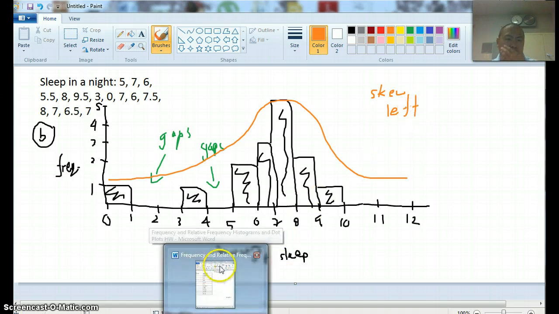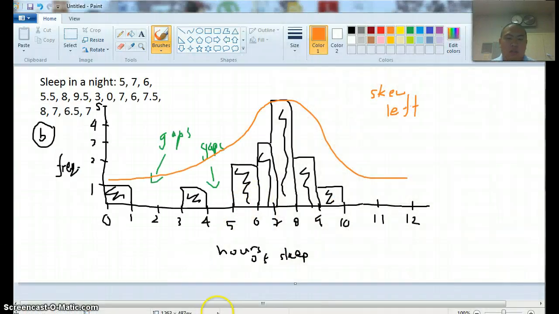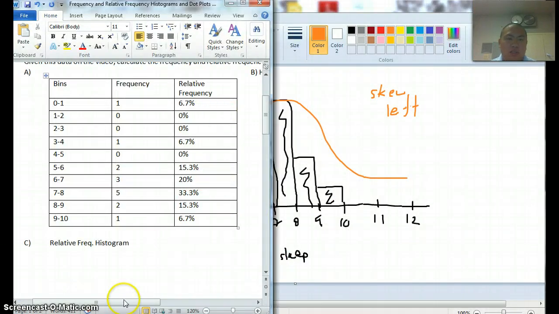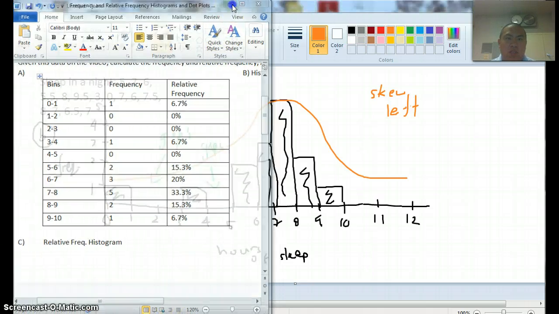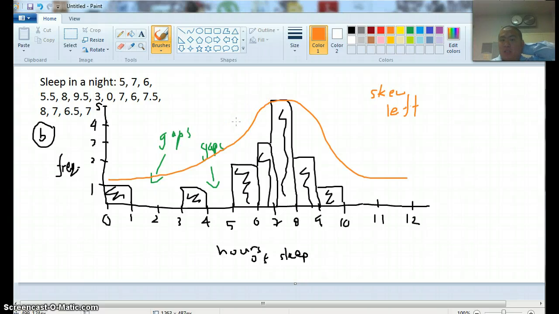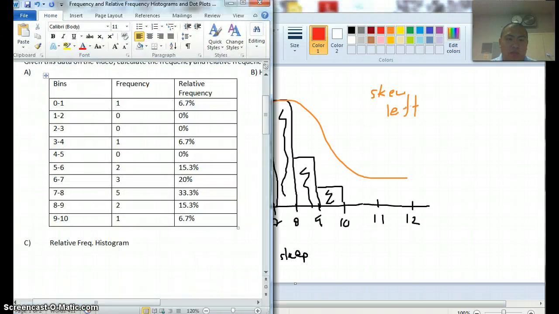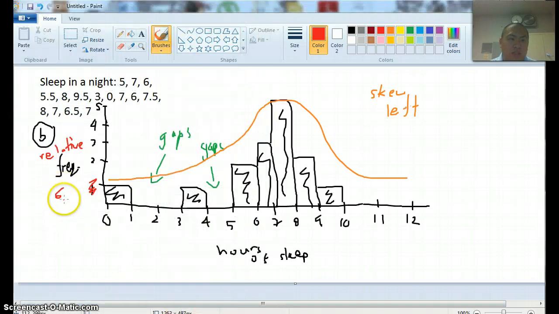If we were to talk about percentiles, it's easier to say things about percentiles when it's in relative frequency. Okay, so let's try making relative frequency. The nice thing about relative frequency is, so long as you keep it like this, the only thing you're going to change is from frequency to relative frequency. If I change this to a percentage instead of 1, what was the percentage if it was 1? 6.7%.